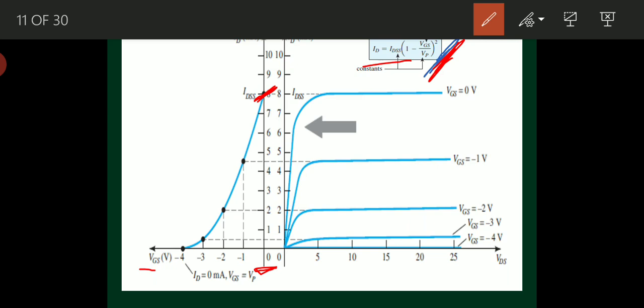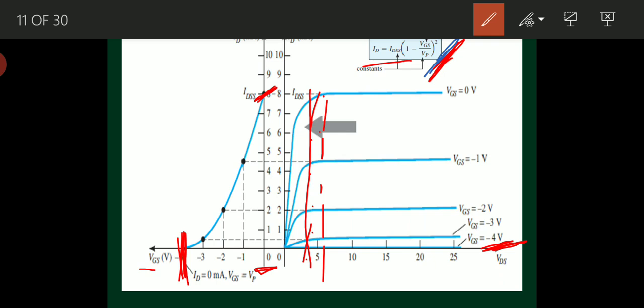When VGS equal to VP, here VP equal to minus 4 volts, what will happen? VP by VP is 1, 1 minus 1 is 0, 0 square is 0, 0 times IDSS is 0, so ID equal to 0. This is the point which we got.